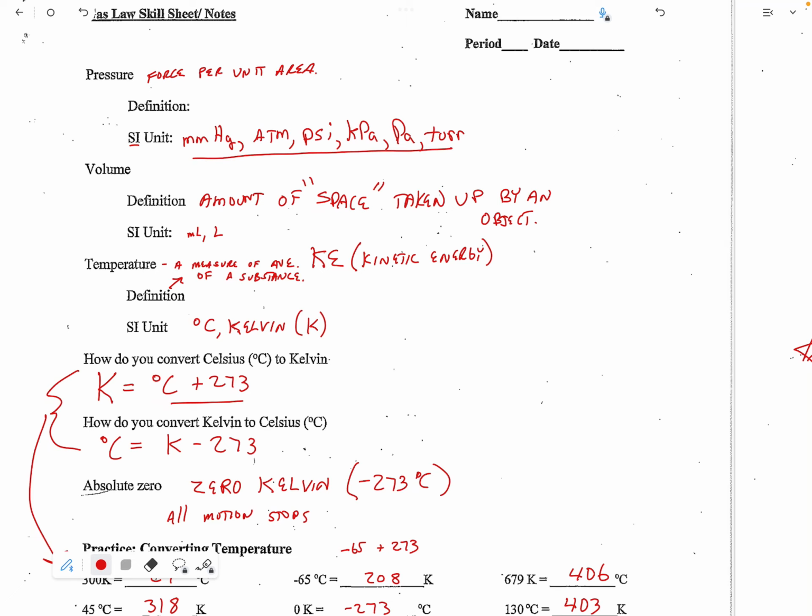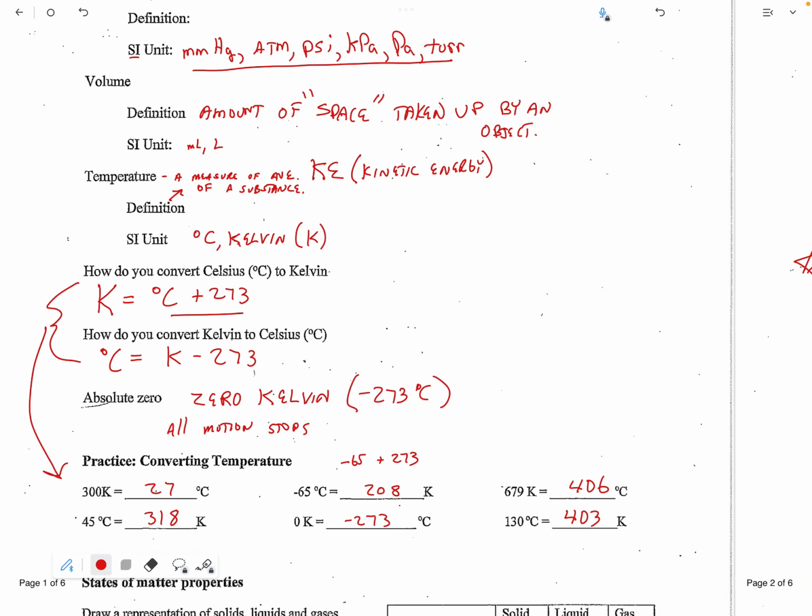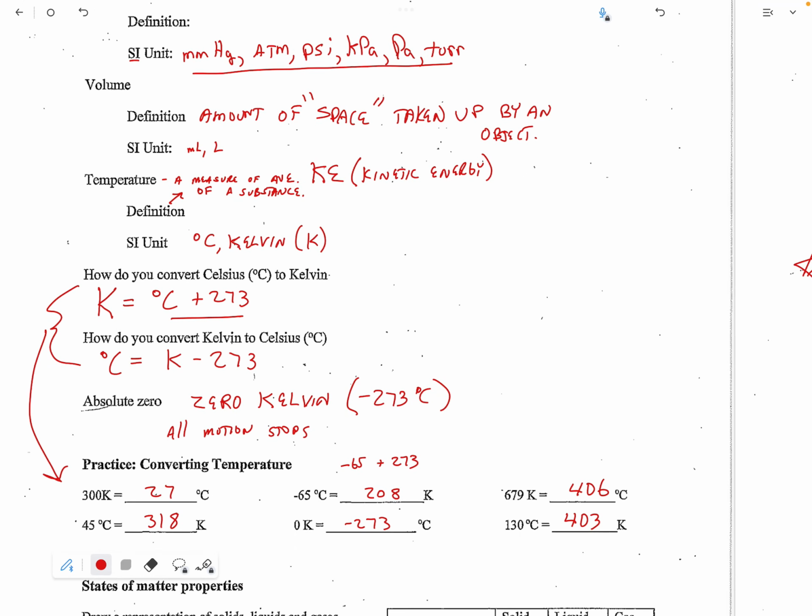Temperature: degrees Celsius and Kelvin. How do you convert from degrees Celsius to Kelvin? That is your temperature in degrees C plus 273. And to convert back from Kelvin to degrees Celsius, you subtract 273 from that. Absolute zero is 0 degrees Kelvin. That's also the same thing as saying minus 273 degrees C. That's where all motion stops.